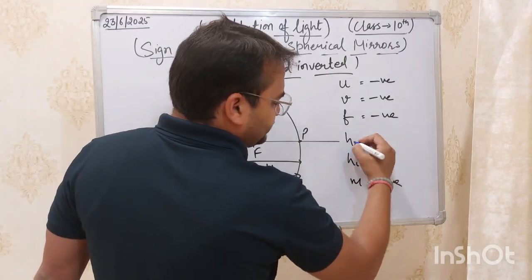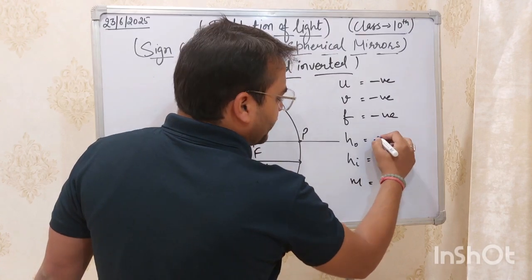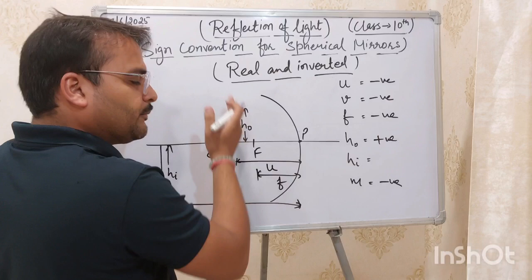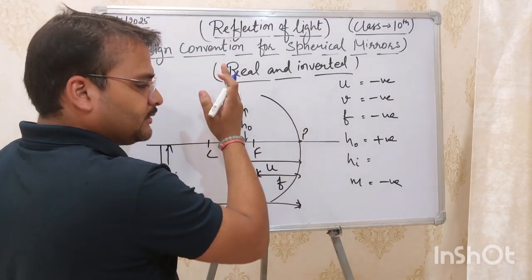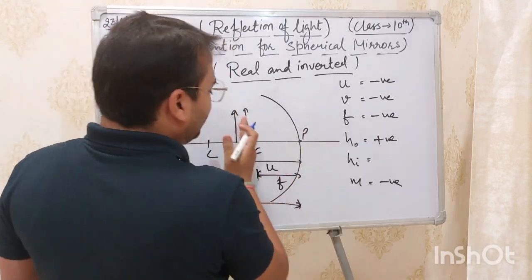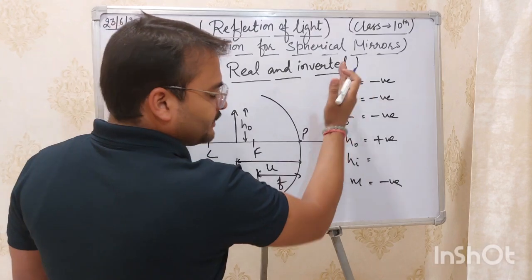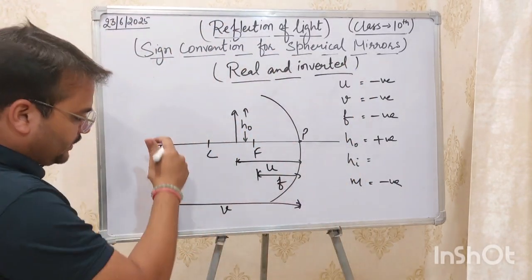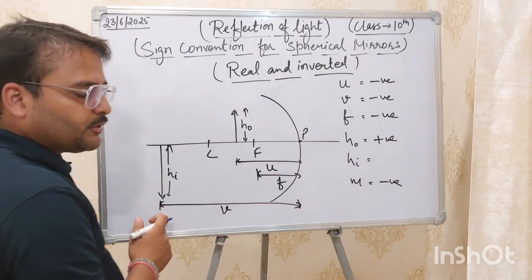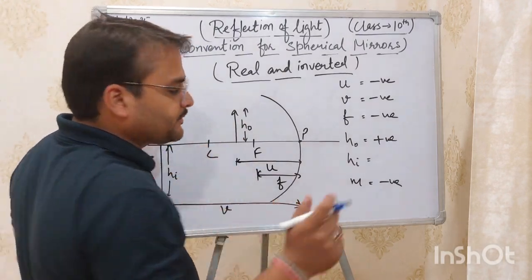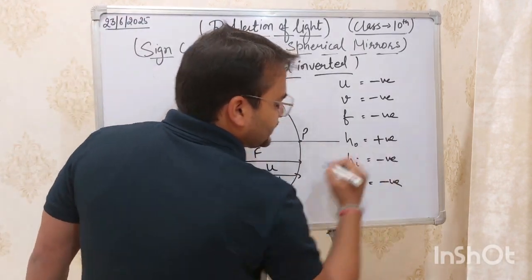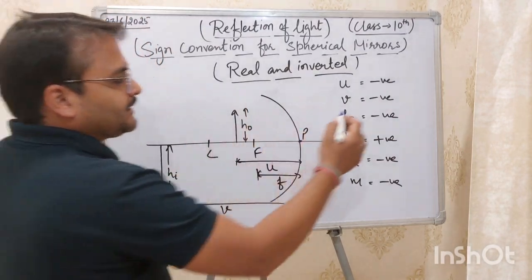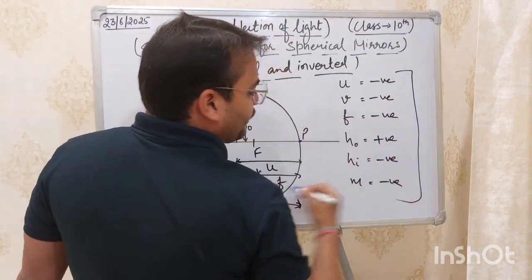Height of the object is positive, whether a real image or a virtual image is formed, because we always consider the upward direction positive. So for the height of the image, in this case a real image is going to be formed. In all real images, the height of the image is considered negative. These are the sign conventions you have to keep in your mind.